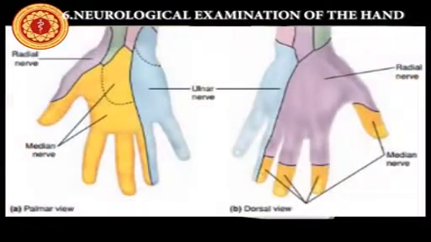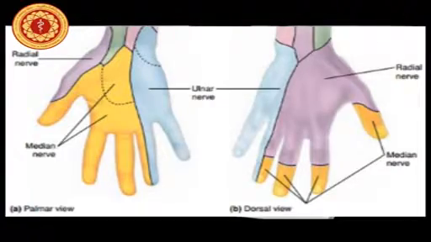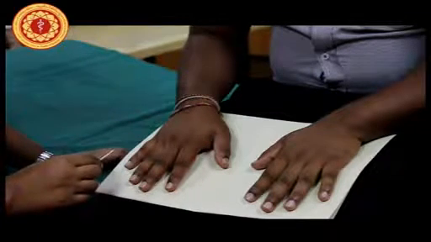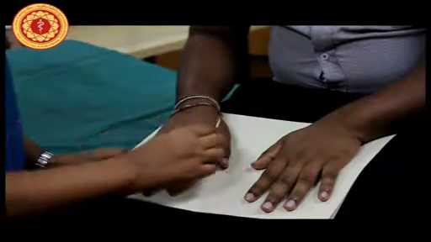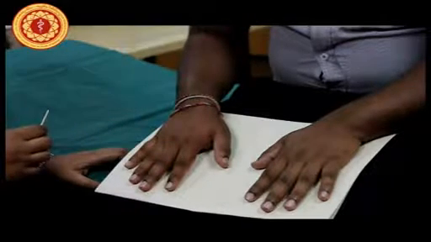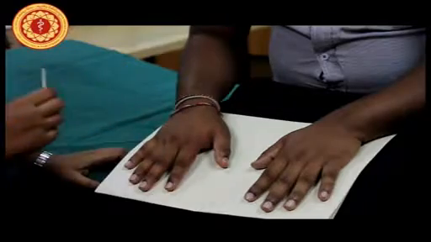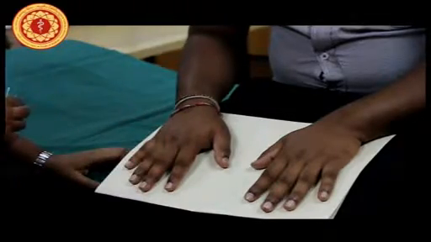Next, I will be doing a quick neurological examination of the distribution of the ulnar nerve in the medial 1.5 fingers and of the median nerve of the lateral 1.5 fingers and of the radial nerve in the web space between the thumb and the index finger.